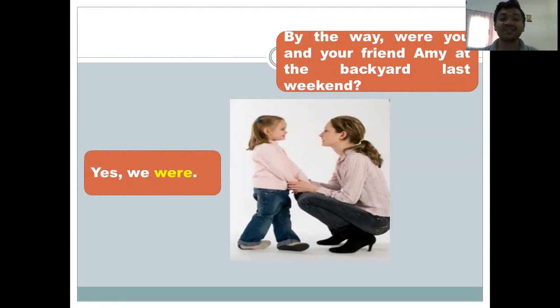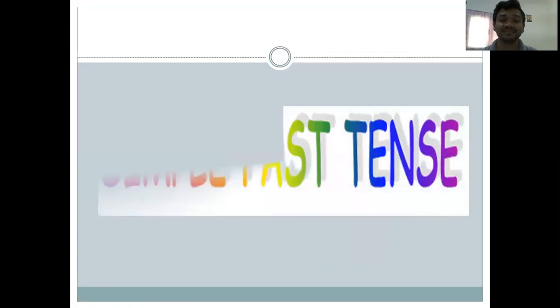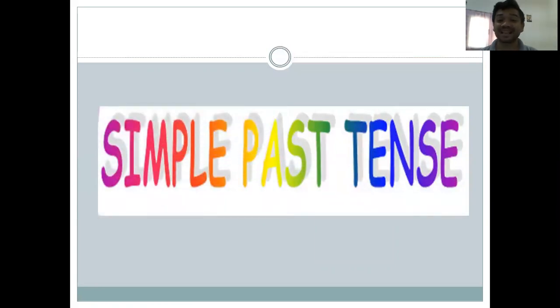Now, based on the conversation that we just had, what do you think, or can you guess, is our lesson for today? Fantastic. Today we're going to talk about simple past tense. Okay, simple past tense. But before I proceed, let me share with you first our learning objectives for today.